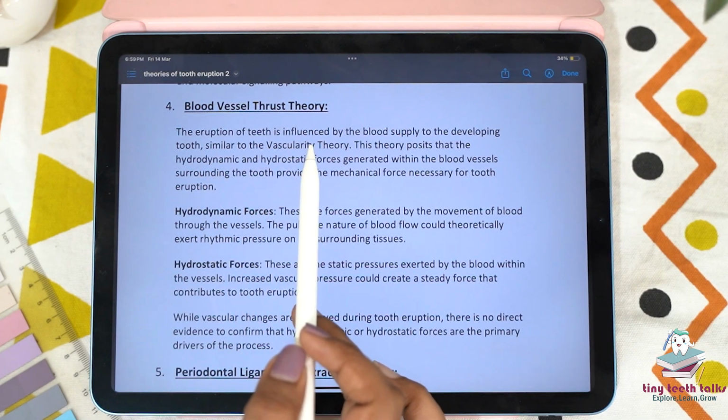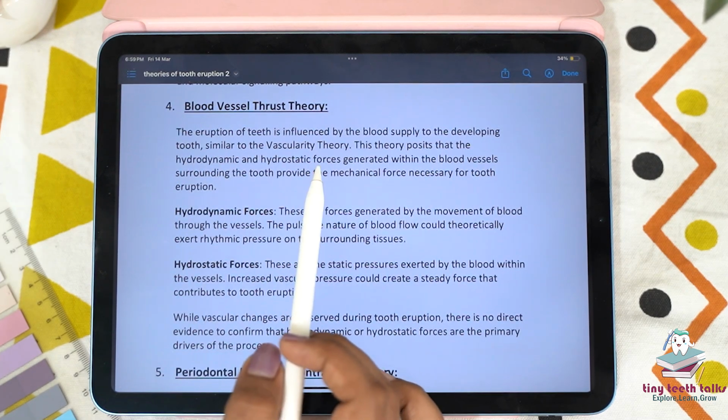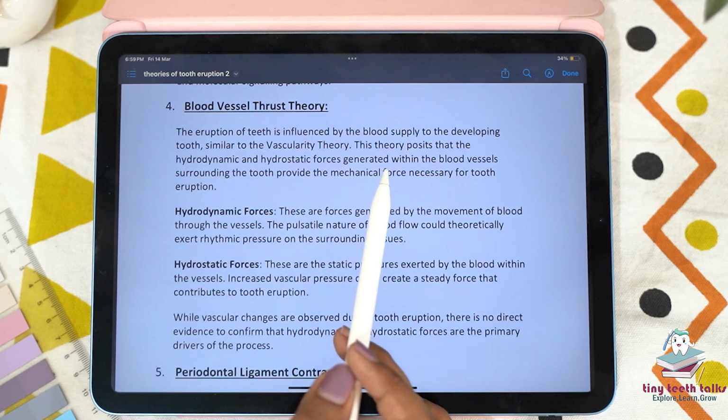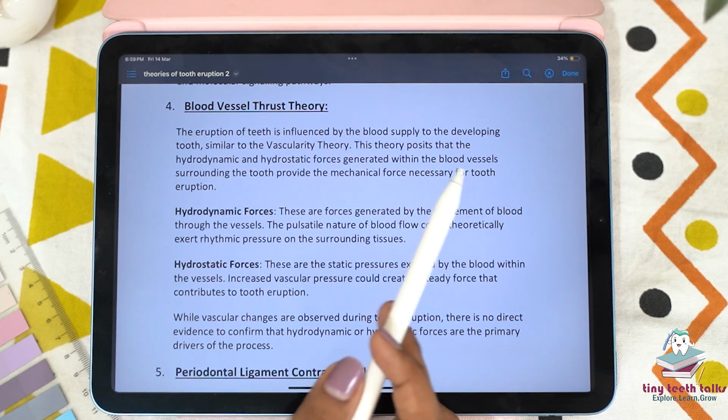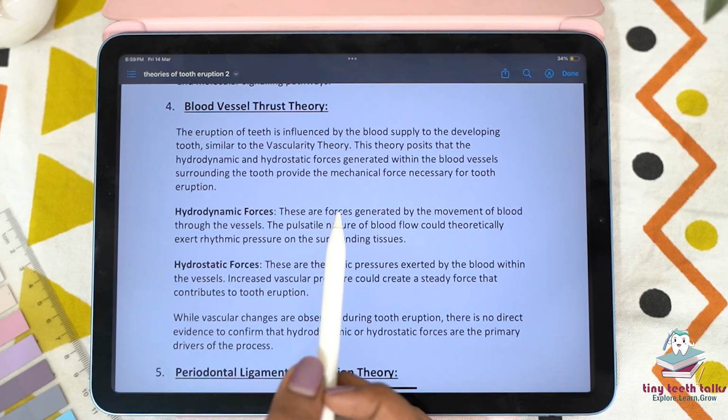Then the blood vessel thrust theory. So the eruption of the teeth is influenced by the blood supply to the developing tooth, similar to the vascularity theory. This theory posits that the hydrodynamic and hydrostatic forces generated within the blood vessels surrounding the tooth provide the mechanical force necessary for tooth eruption.